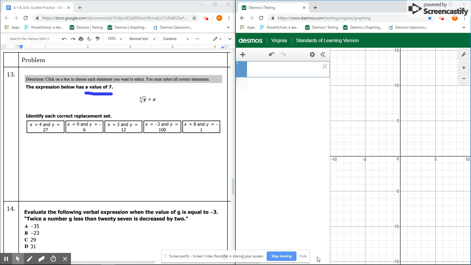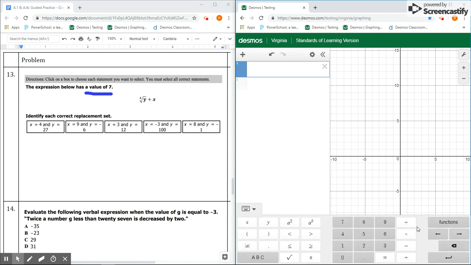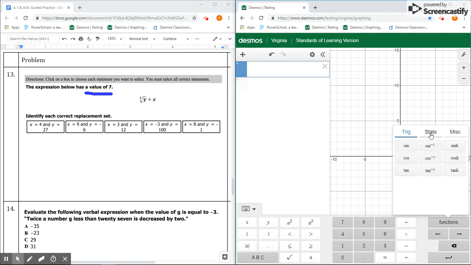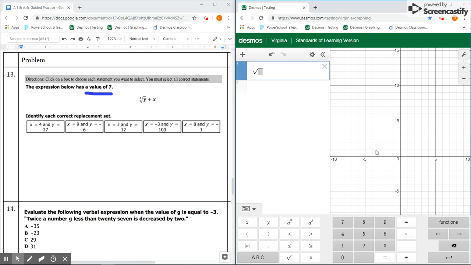Now, we might not know where the cube root button is, so we need to go to our little keyboard where it says functions, and we have 3 little options here at the top. There is some good stuff that you could use in here if it would be beneficial to you. I'm going to click on miscellaneous. Down here on the right hand side is a root button that will allow me to change that to a cube root.